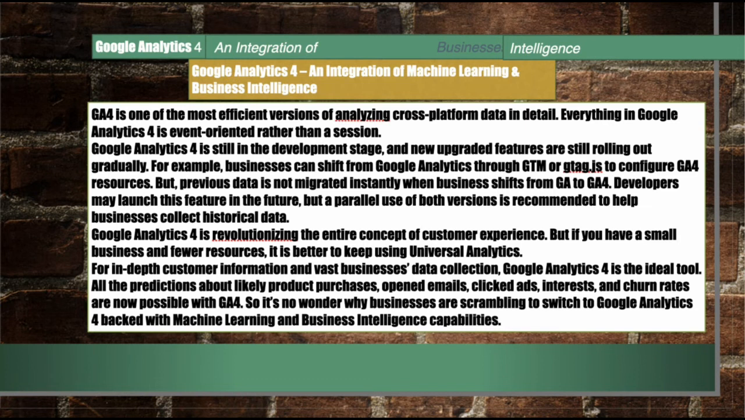But if you have a small business and fewer resources, it is better to keep using Universal Analytics. For in-depth customer information and vast business data collection, Google Analytics 4 is the ideal tool. All the predictions about likely product purchases, opened emails, clicked ads, interests, and churn rates are now possible with GA4. So it's no wonder why businesses are scrambling to switch to Google Analytics 4, backed with machine learning and business intelligence capabilities. Thank you.